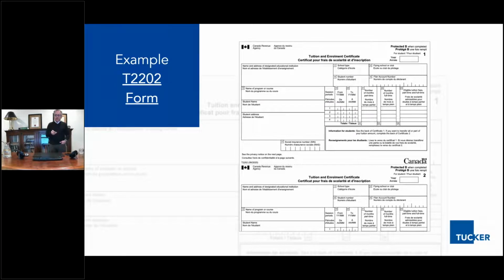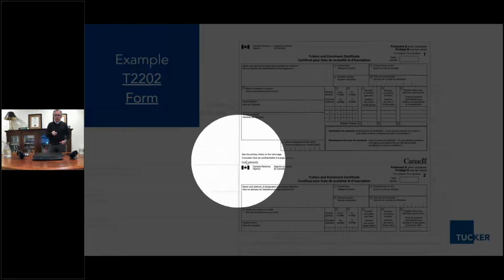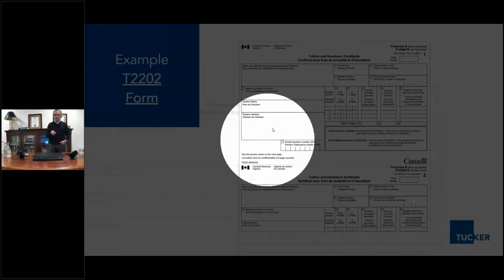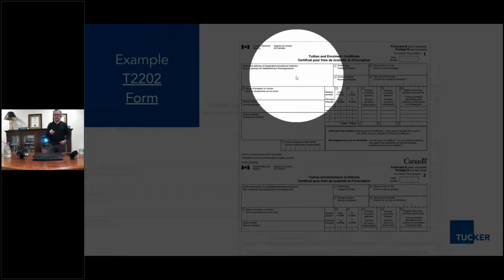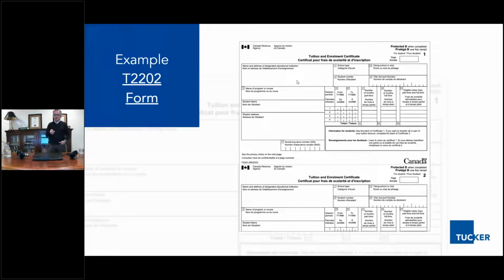Each year, your university with which you are affiliated will give you one of these forms. This form is called a T2202 form. All right, and it keeps track of tuition that's paid, the institution that issued it, and so on. This form has changed a lot over the years. This is a very abbreviated form, but this is automatically issued by the university or the college that you are attending. You shouldn't have to ask for this. It should be in your portal.